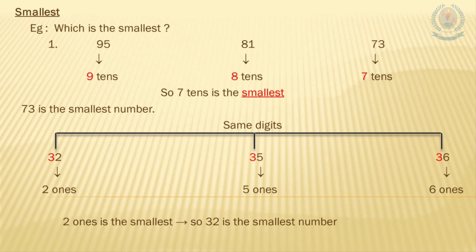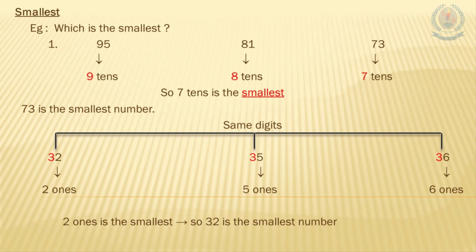Okay, we are going to see the opposite side now, that is smallest. First we talk about the greatest number. Now here the smallest. Rather than the definitions, let's go for an example. Here you have to find out the smallest number. I have taken 3 numbers. Among them you have to find the smallest. The numbers are 95, 81, 73.